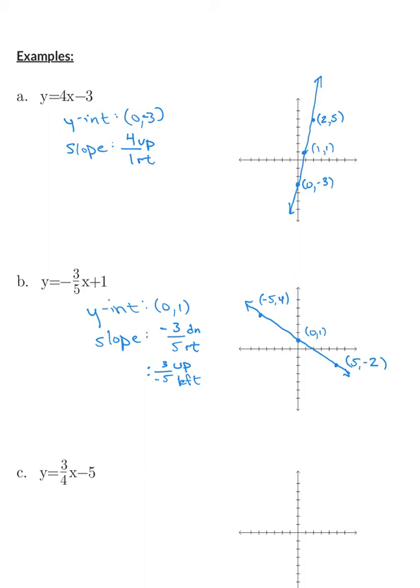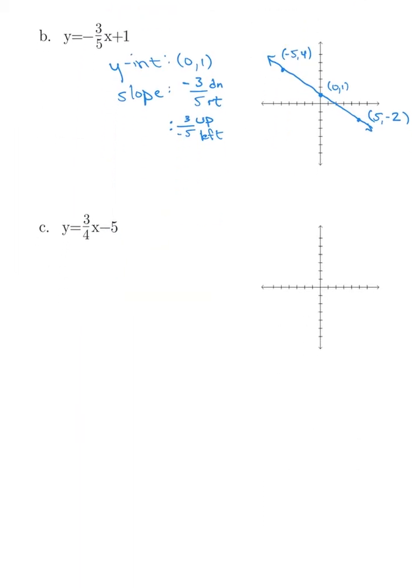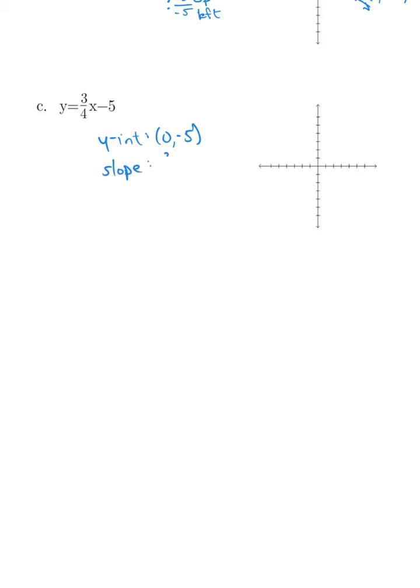All right, let's look at our last example now, example C, and see what we can do with this one. For example C, we have our y-intercept is 0, -5. And our slope is 3/4. Right now my slope tells me that I want to go 3 up and 4 right.